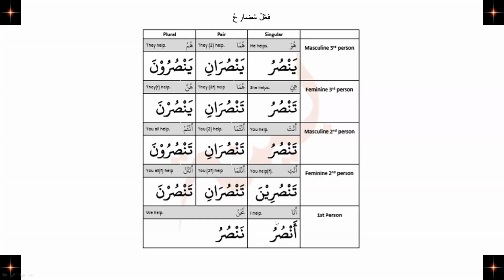Now, what is the difference between maadhi and mudhari? Remember, the root word of this particular fi'l is nasara, nun, sad, ra. But in this case, it's having suru, because there is a ya added here, and then the sukun, dhamma, dhamma. So anytime you see a fi'l in this format, fatha, sukun, dhamma, like yaktubu, yazhabu, yadrusu, all this with the ya at the beginning, it tells you that it is mudhari.